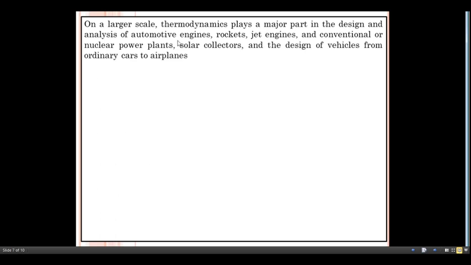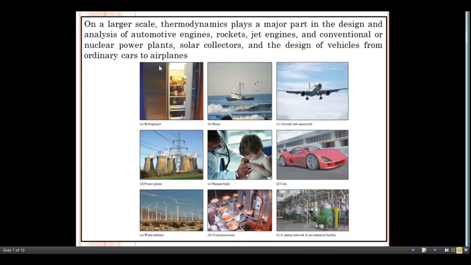Now, on a larger scale, thermodynamics plays a major role in the design and analysis of automotive engines, rockets, jet engines, conventional or nuclear power plants, solar collectors, and the design of vehicles from ordinary cars to aeroplanes. These are examples related to thermodynamics where the exchange of energy takes place, so that the particular vehicle or device will work functionally.